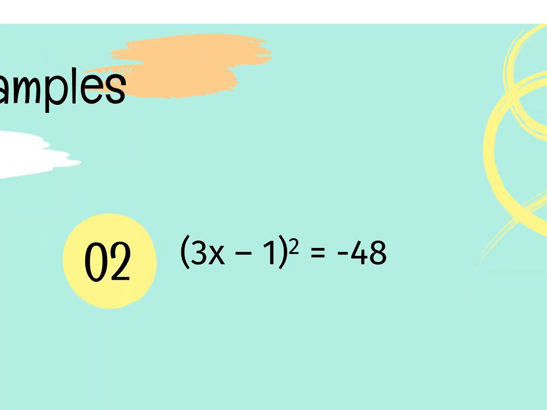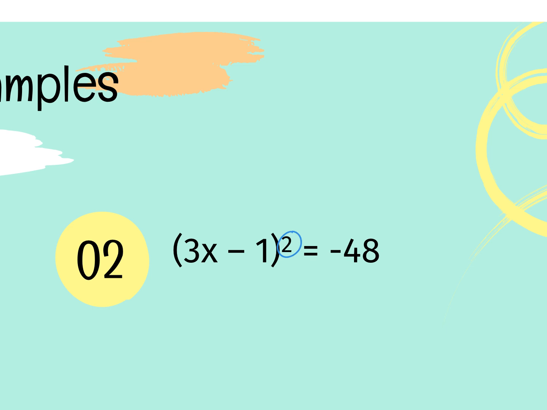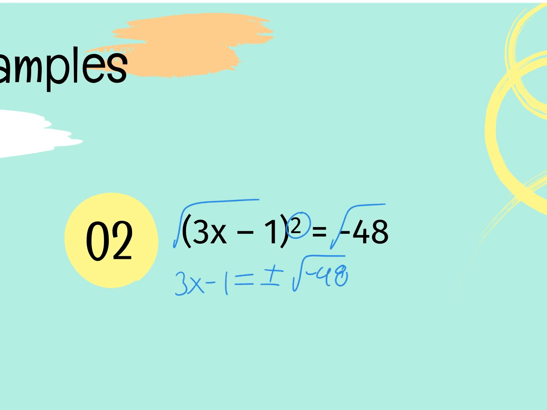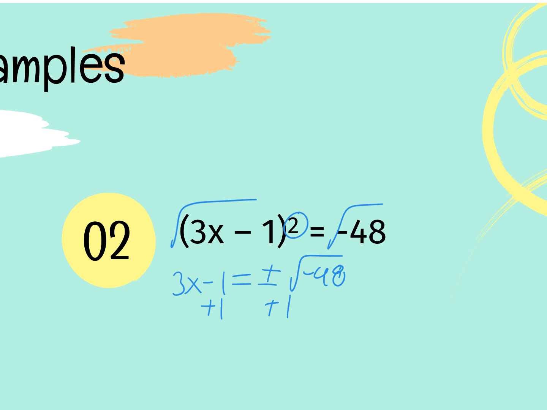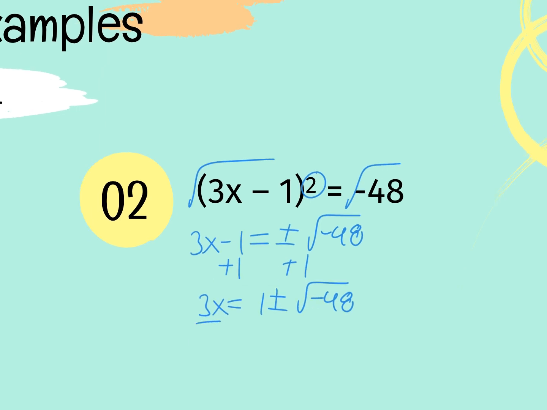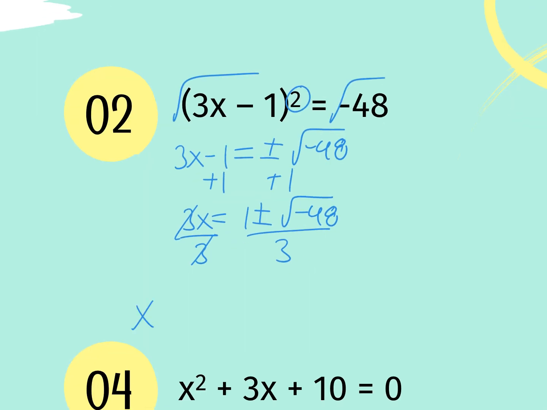I'll try the exact same thing with the next one. So (3x − 1)², I see a square. I can get rid of that square by square rooting. And so I get 3x − 1 = ± the square root of −48. Then we can get x by itself by adding 1 to both sides, so we get 3x = 1 ± the square root of −48. And then you can divide by 3, and the 3's cancel out. So we get x = (1 ± the square root of −48) over 3.